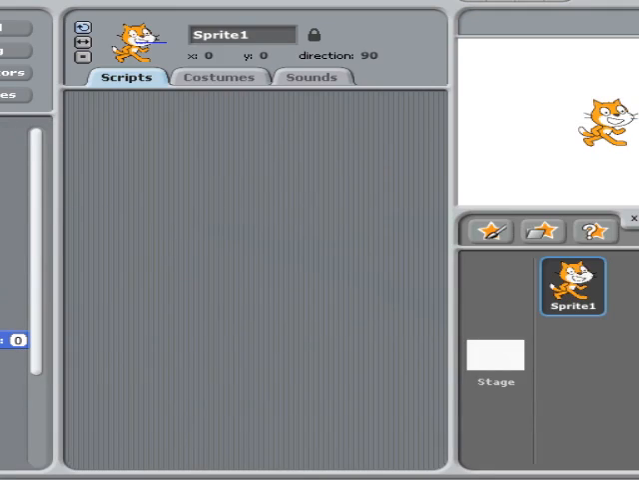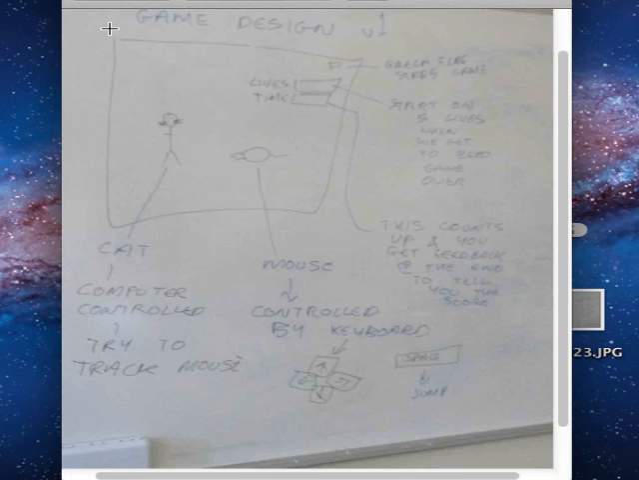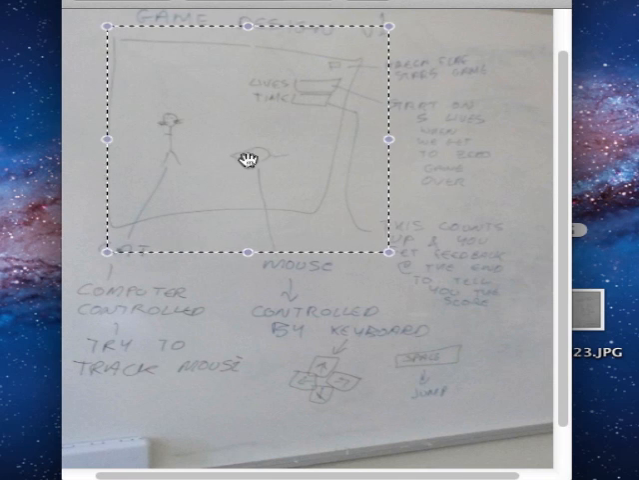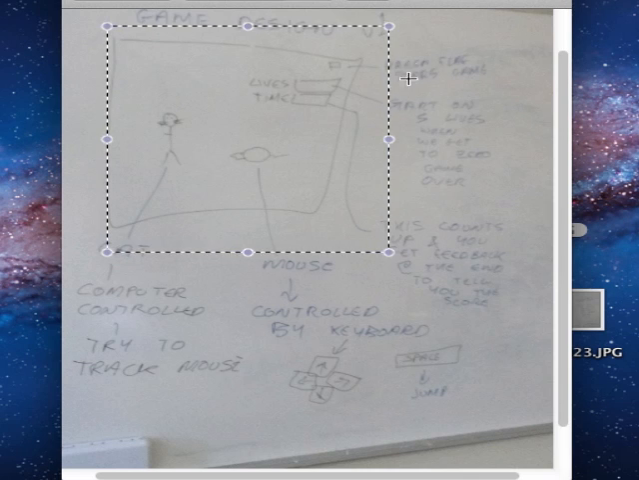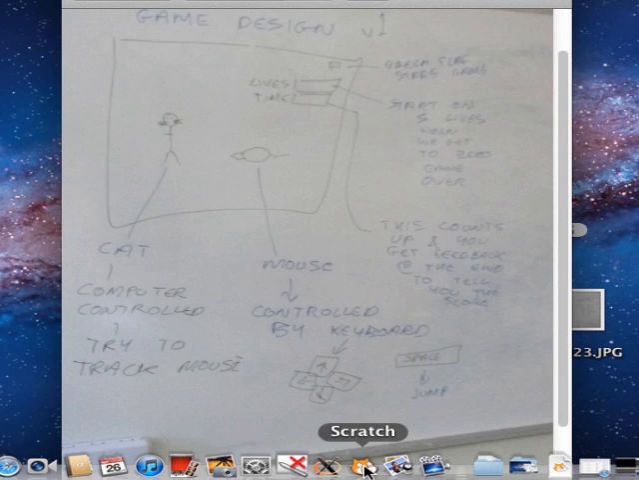We have a design for a game here, which you can see on our desktop, our cat and mouse game that we drafted up on the board earlier. So the first thing we need to do is go into Scratch, but we want to put elements of that design into Scratch.